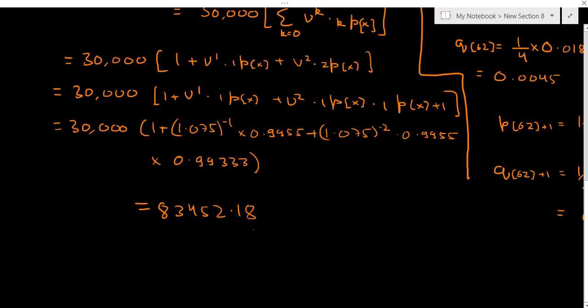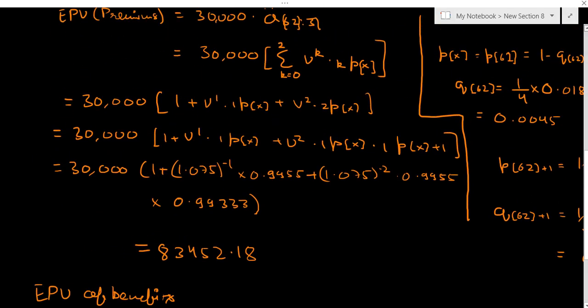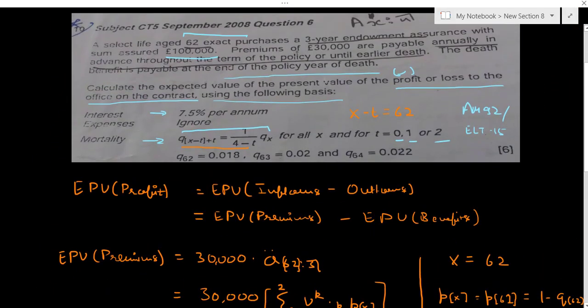Okay, so that's just your value. Right. Okay, moving on to your EPV of benefits. That's the next thing we need. So the assurance contract was an endowment assurance, right? So endowment assurance of 100,000. Okay, let's just check the question. 3-year endowment assurance contract. Okay, so endowment assurance is term assurance plus pure endowment, right?